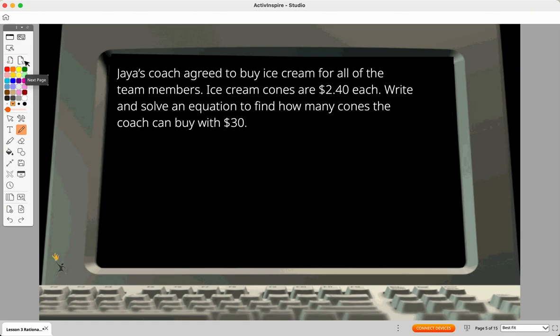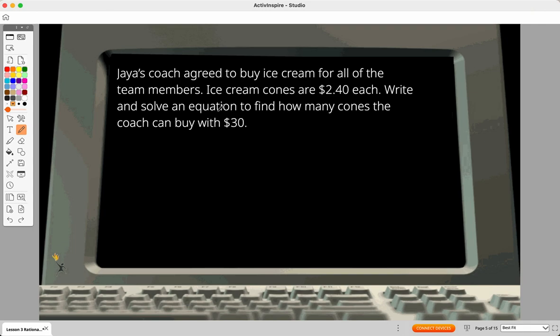All right, so now some word problems. This is where it's more likely going to come into play than those standard equations we had a moment ago. It's really going to come into play way more often in real life, because in real life we have lots of decimals, especially when it comes to money. So Jay as coach agreed to buy ice cream for all team members. That's nice of him. Each ice cream cone costs $2.40 each. Write and solve an equation to find out how many cones the coach can buy for $30.